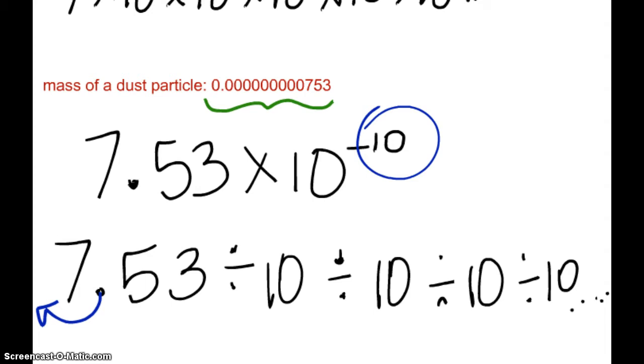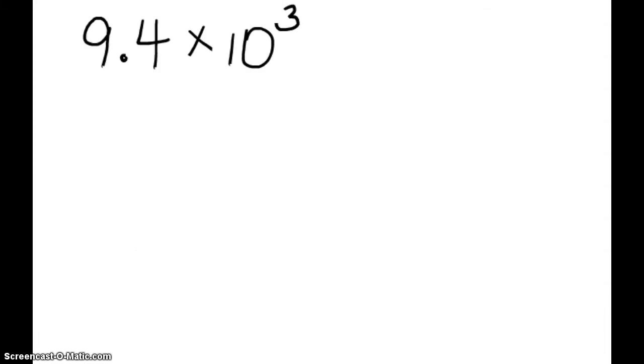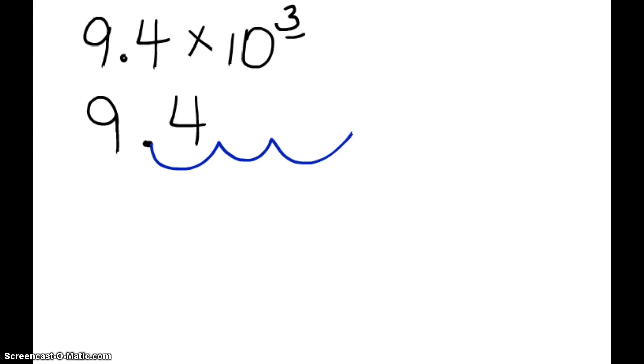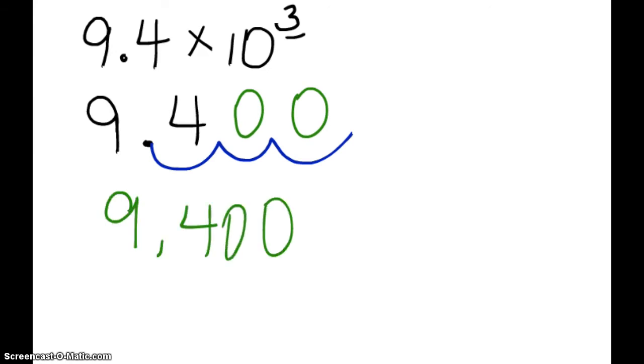Because remember, when you divide your whole numbers, your value gets smaller. So let's look at a couple of examples and let me show you how to do this. Okay, let's say I have 9 4/10 times 10 to the 3rd power. Well, what's going to happen? You're multiplying something by 10 3 times. So you're going to start with your 9 4/10, and you're going to move your place value 3 spaces. So we are going to end up with 9,400. And that's it. It's that simple.